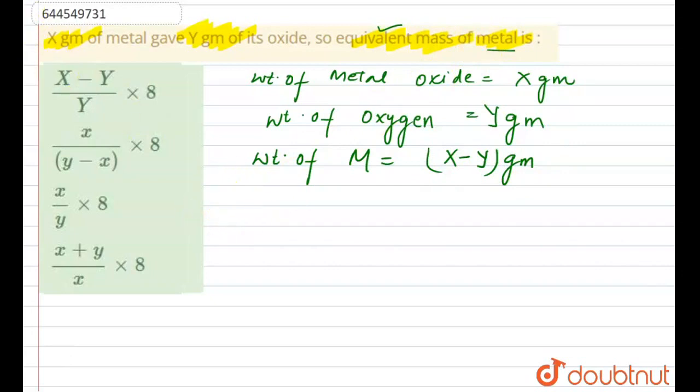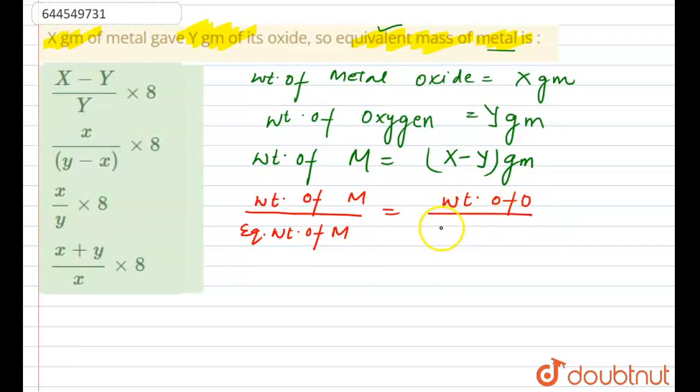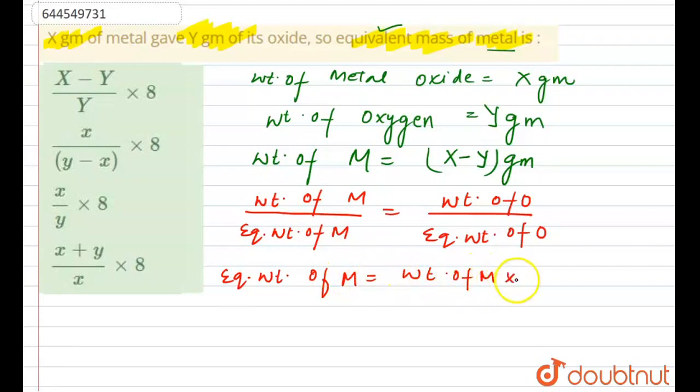Okay, so according to the oxide method, weight of metal divided by equivalent weight of metal is equal to weight of oxygen divided by equivalent weight of oxygen. So from here the equivalent weight of metal comes out as weight of metal multiplied by equivalent weight of oxygen, and it is further divided by weight of oxygen.